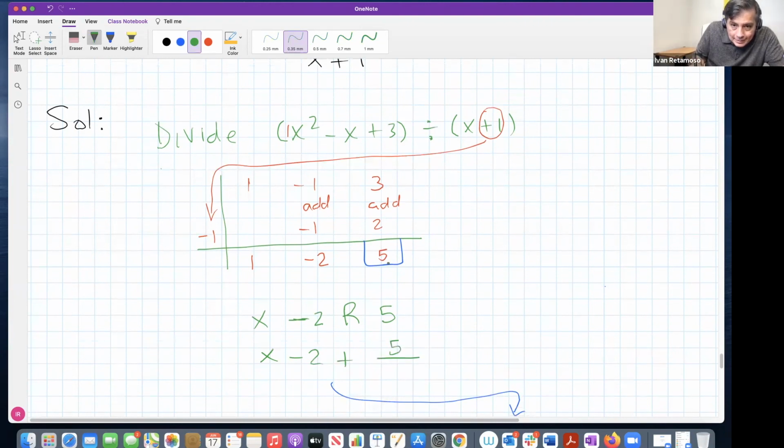You put the remainder on the top and the divisor, which is x plus 1, on the bottom, right? This is the division of two polynomials, right?